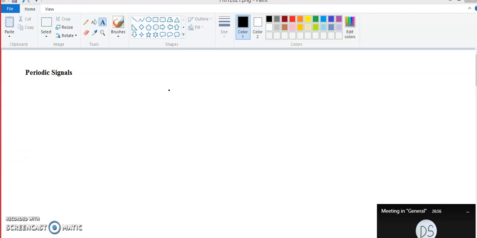We have a periodic signal. Let us suppose we have two periodic signals, x1(t) and x2(t), and both of them are added together.